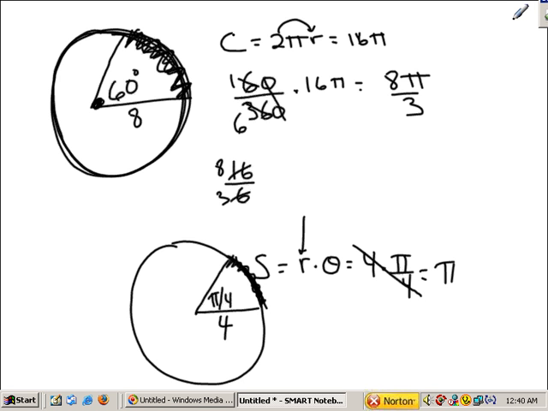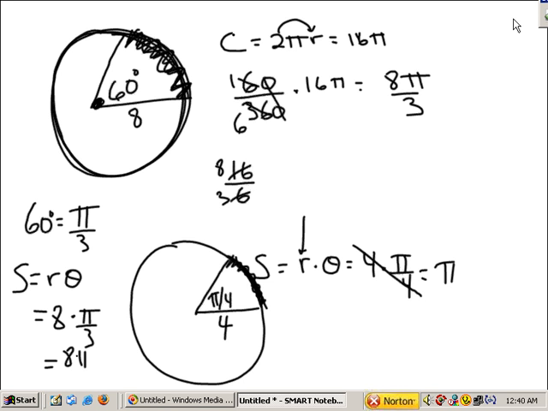So we didn't even have to convert to radians. If you wanted to, you could have said that 60 degrees is 180 degrees divided by 3. So S is R theta. R was 8. Theta is pi over 3. And you get the same answer we just got, 8 pi over 3.